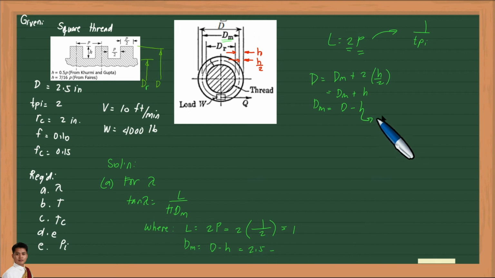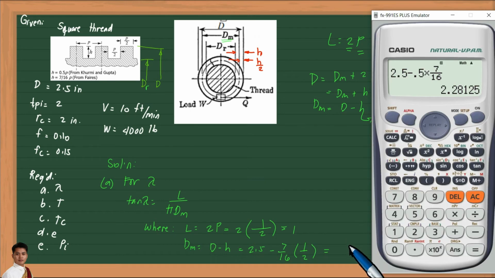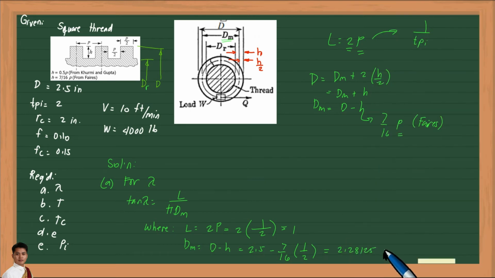Okay, so yung H natin dito ay 7 over 16P. This is from Faires. Again, yung ating P, yun yung 1 over thread per inch. So 7 over 16 multiplied by 1 over 2. So ang mean diameter natin therefore ay 2.28125. So this is in inch.